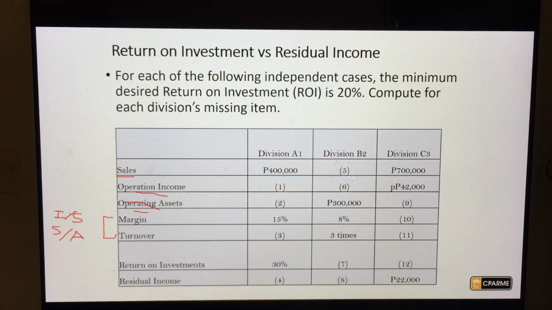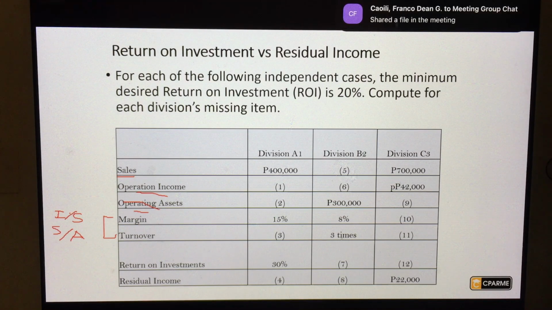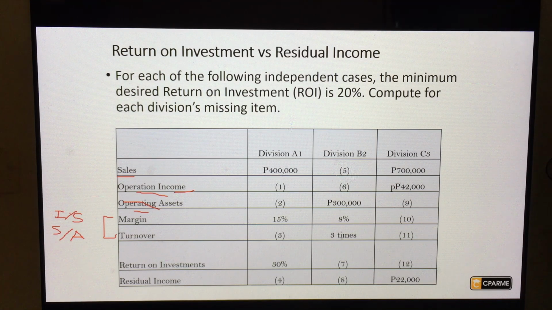Pero dadaanan natin. I just have to do it quickly. Okay? So, for example, paano mo makukuha yung operating income? Ang binigay lang sa'yo is sales, margin, return on investments. Margin is income divided by sales. So, kung titignan mo siya, margin is equal to income divided by sales.